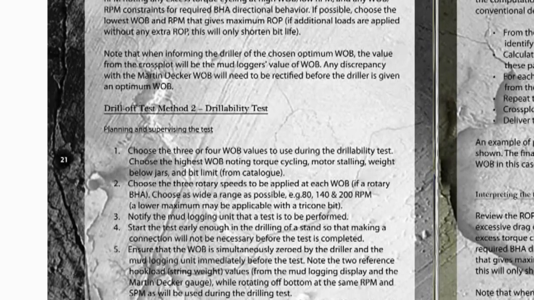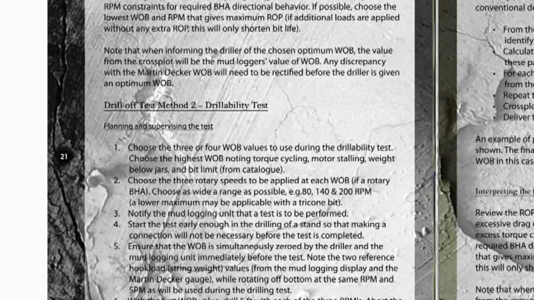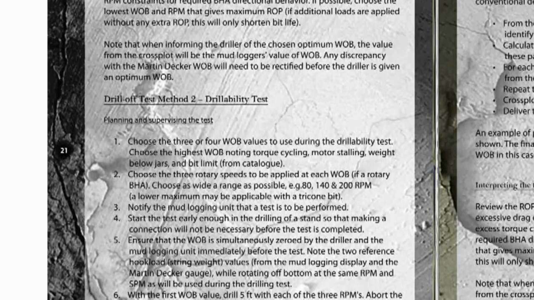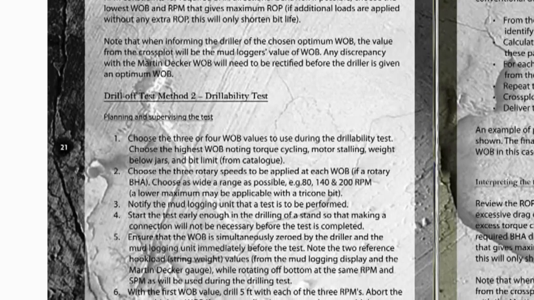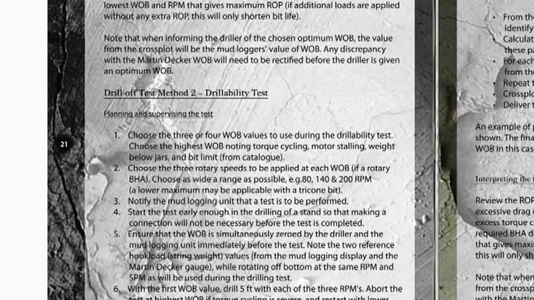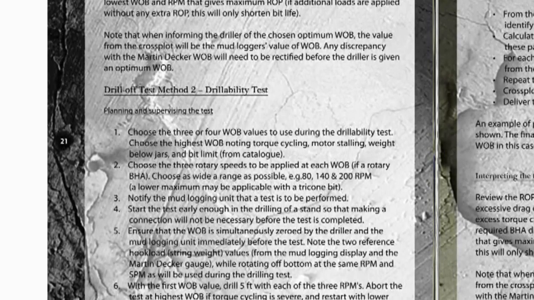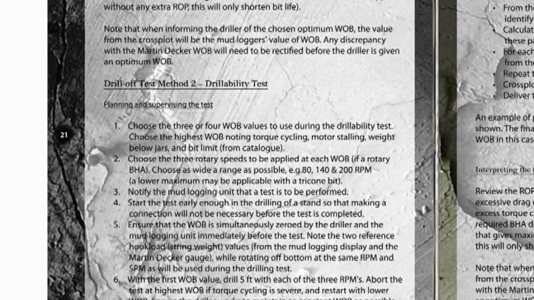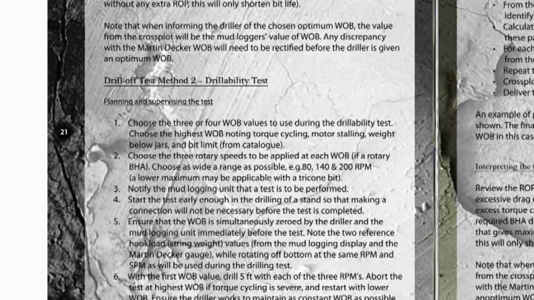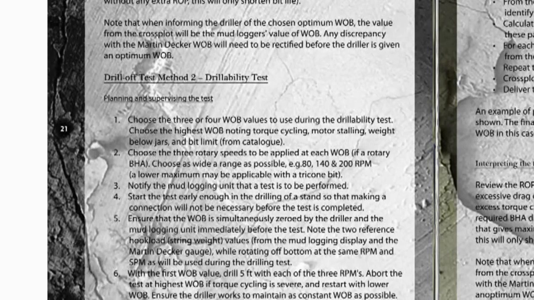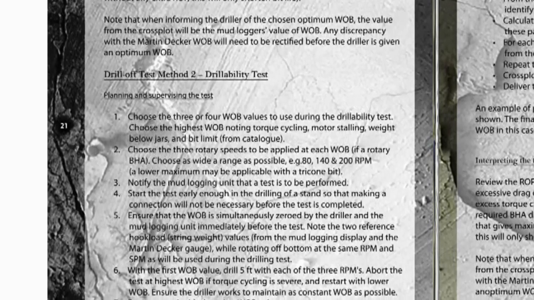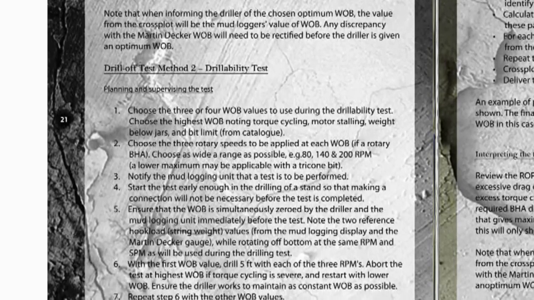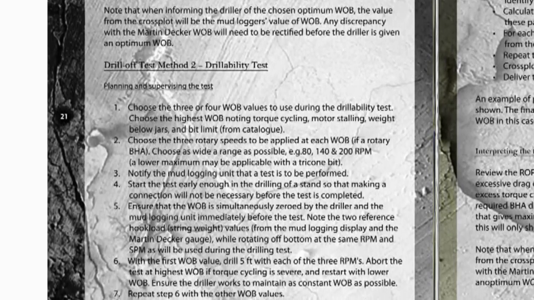2. Choose the 3 rotary speeds to be applied at each WOB, if a rotary BHA. Choose as wide a range as possible, for example 80, 140 and 200 RPM. A lower maximum may be applicable with a tricone bit. 3. Notify the mud logging unit that a test is to be performed. 4. Start the test early enough in the drilling of a stand so that making a connection will not be necessary before the test is completed.